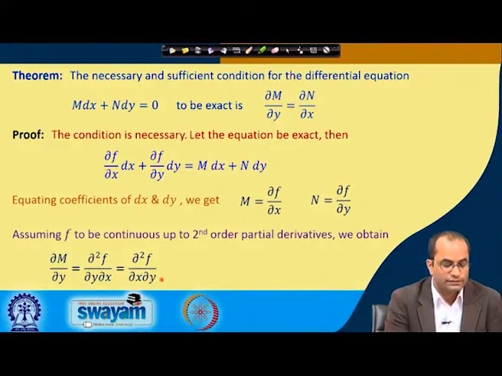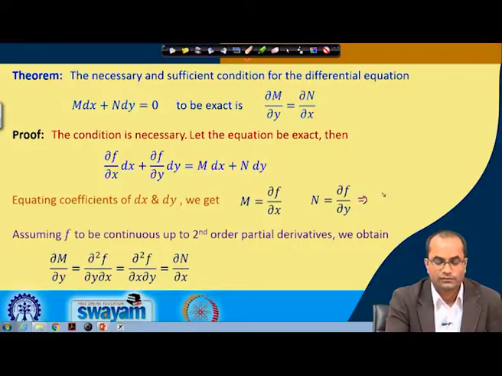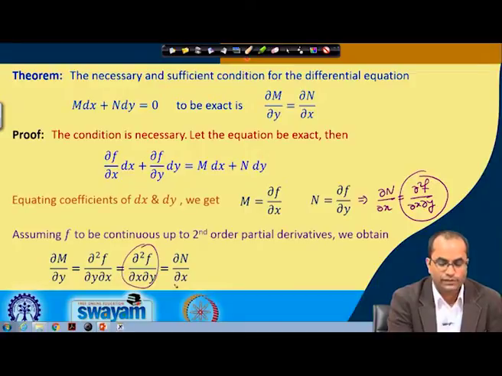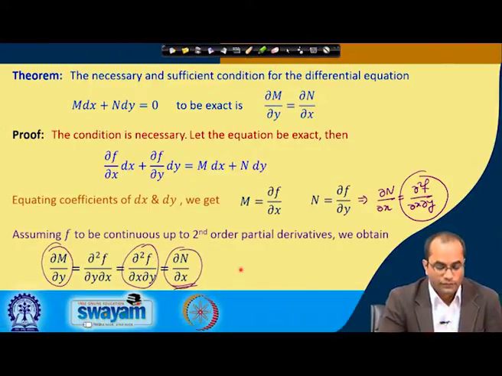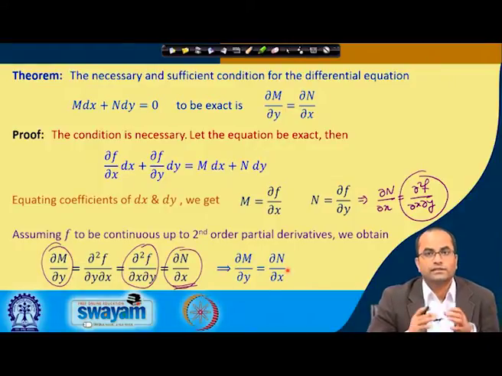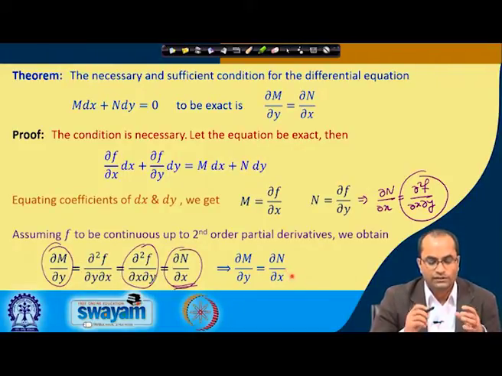So, having this del 2 f over del x del y, we can now find that this is nothing but del n over del x, because del n over del x will be del 2 f over del x del y, and we have replaced this with del n over del x. So, we got this condition that del m over del y must be equal to del n over del x, and this is the necessary condition, because we started with the given equation being exact, and then we got that this condition must hold.